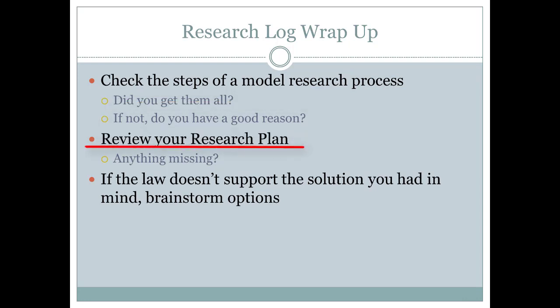Review your research plan. Did you miss any of the steps you outlined? If so, can you explain why that's okay? If not, you need to go back and cover that ground. Or did you realize in the course of your research that there were things missing from your research plan? Do you need to add those back in? Do you need to follow up on those citations and leads? And if you find that the law doesn't support the solution you had in mind, it's time to brainstorm options, typically in consultation with an attorney who made the assignment.